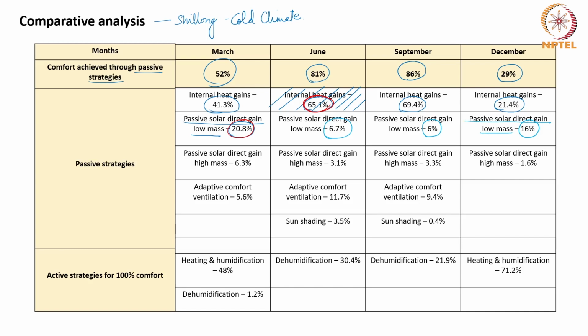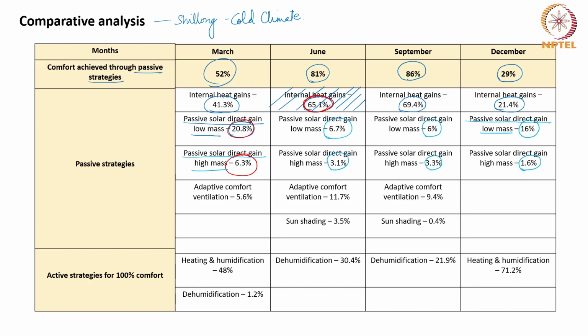Passive solar direct gain with high mass is again most effective for the month of March, with 6.3% of the hours being shifted from uncomfortable to comfortable with passive solar direct gain high mass. Whereas these numbers are very small for the month of June, which is 3.1%, 3.3% and 1.6%, showing that passive solar direct gain with high mass is not a great way to make the indoors comfortable when it is uncomfortable during the month of June, September and December.